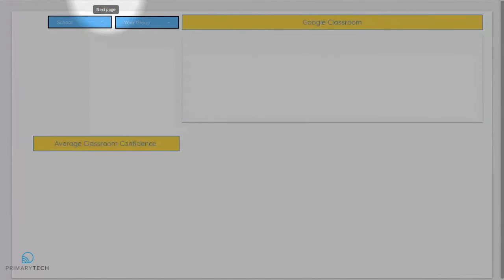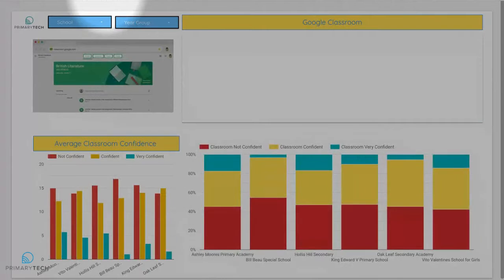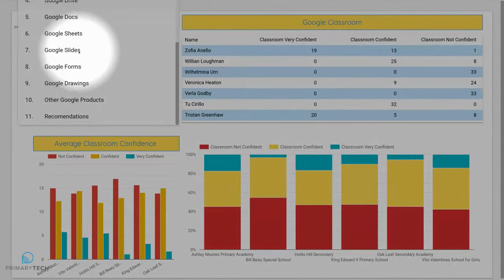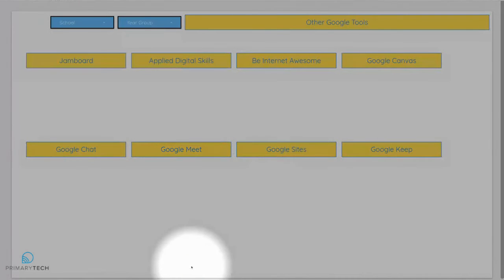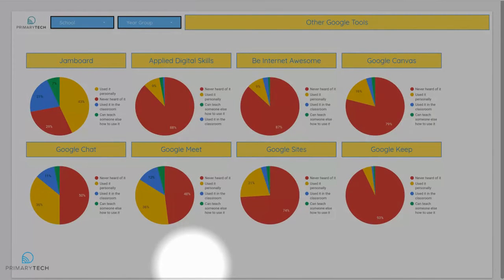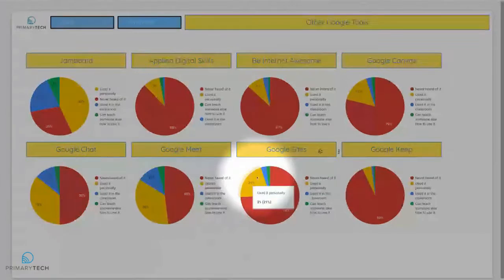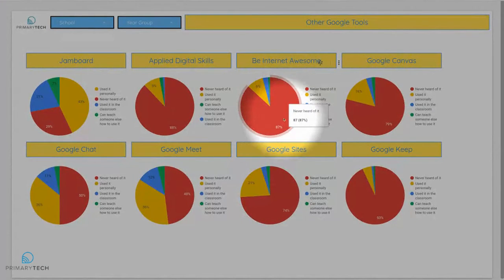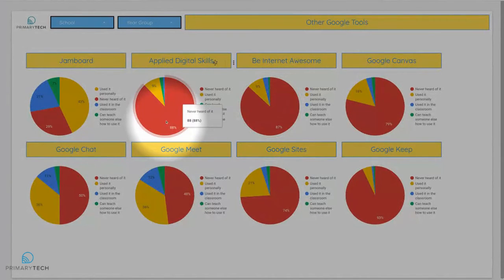Moving across then, we've got things like Google Classroom, and we can look at Google Classroom confidence, and there's a page for all different types of Google tools, including some of the lesser known Google products that potentially we could look to utilize in our school. As you can see from our survey here from across all 7 schools, it looks like 87% of staff have never heard of Be Internet Awesome, this online safety curriculum, and 88% of staff have never heard of Applied Digital Skills. So they're not going to be utilizing these in their classrooms, and that would help teaching and learning.